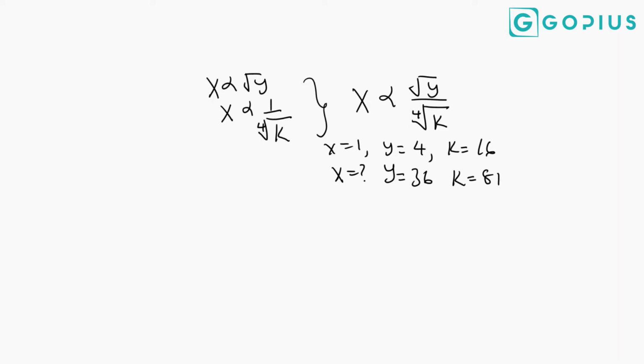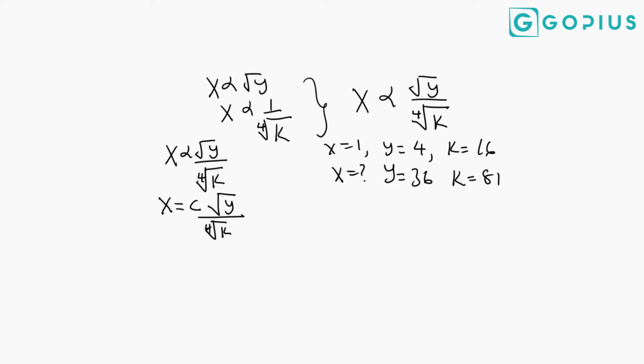Alright, so we have x varying directly as the square root of y and also inversely as the fourth root of k. We introduce a constant c. So this is x is equal to c square root of y divided by fourth root of k. Now we substitute the first set of values we have. X is equal to 1, y is equal to 4, and of course k is equal to 16.